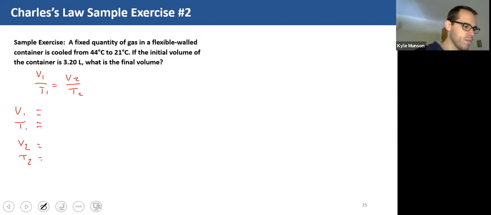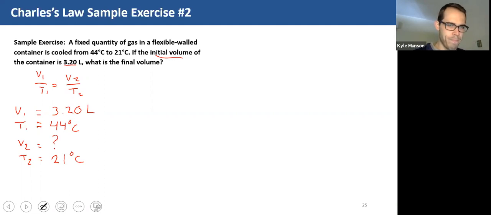Okay, so V1, what's our initial volume? The initial volume is 3.2 liters. Okay, the initial temperature: it's cooled from 44 degrees Celsius, so that's what we started as, to 21 degrees Celsius. And we don't know the final volume, so we don't know V2.